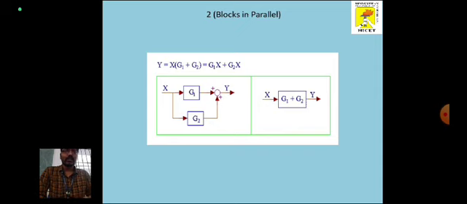So if the blocks are in parallel, based upon the symbols at the summing point, we write it as first block plus second block or first block minus second block. We cannot multiply over here. We can only have summing as the formulation. Okay, this is the second one.